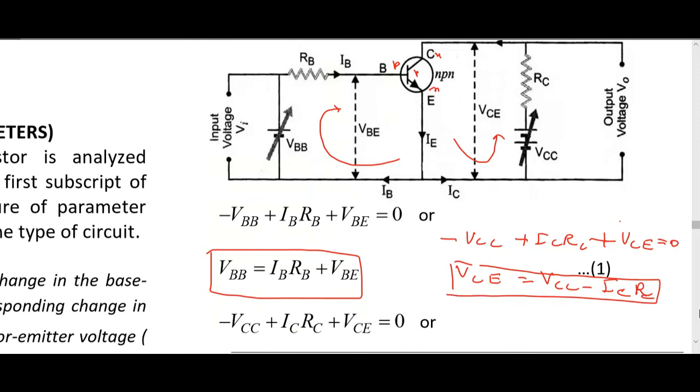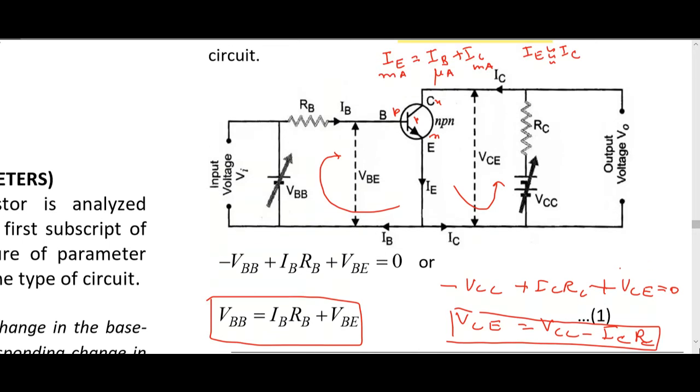Here I want to draw the correlation. As the input rises, output will rise. Output rising means IC will rise. If IC rises, then VCE will fall, because IC multiplied by resistance RC is a factor which is subtracted from the battery voltage. As the current IC increases, the subtraction factor ICRC increases, which means VCE decreases. Now we have to take this into consideration.